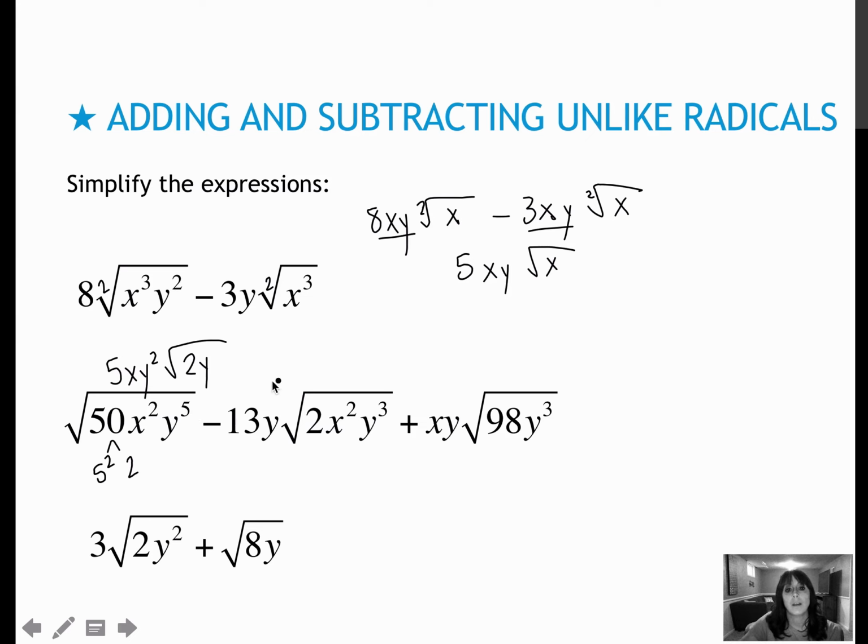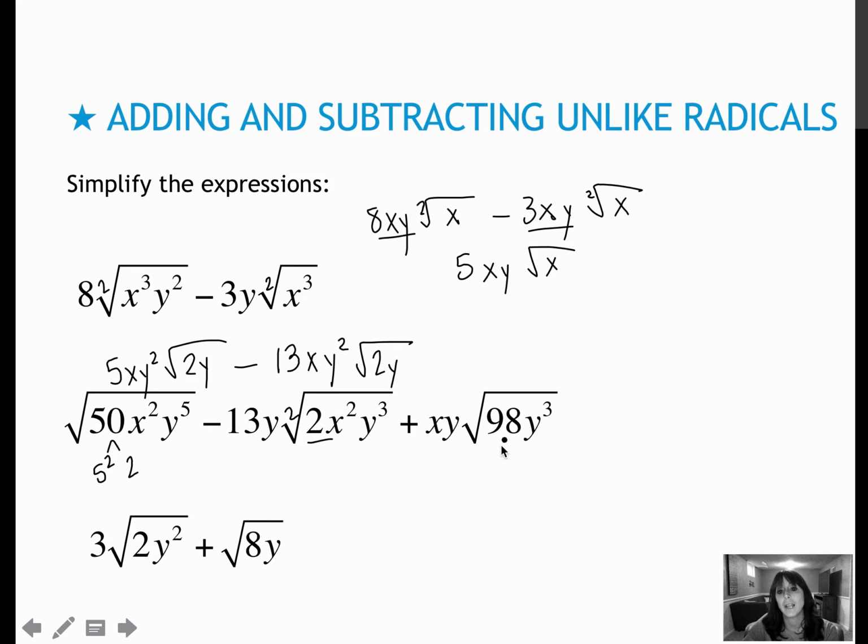This one, the 13 would stay on the outside. I would have an x because 2 divided by 2 is 1. I would add a y out there. I've already got 1, but 3 divided by 2 says I should have another one, so that's y squared. On the inside, I still have this 2 and that y that's left over.